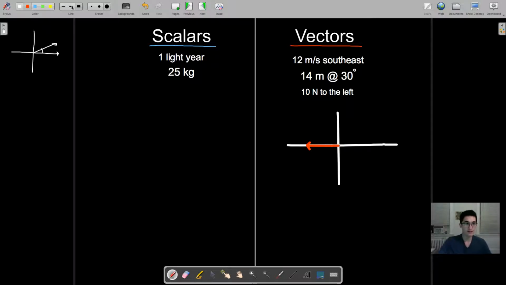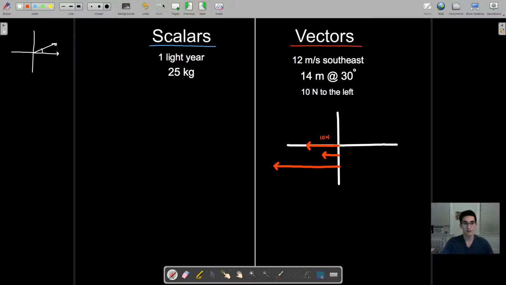So if this vector here is 10 newtons, okay, if I want to draw a vector that is 5 newtons, I'm going to draw an arrow that is half the length of this vector. So that would be 5 newtons to the left. If I wanted to draw 20, I would have to double the length of my 10 newton vector. Okay? So the magnitude is represented by the length of the arrow for a vector, and the direction for a vector is represented in the direction of the arrow.